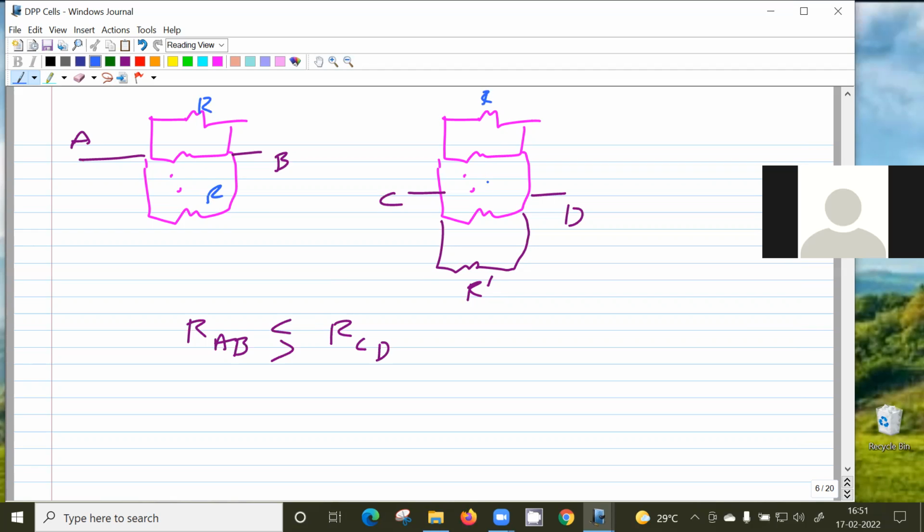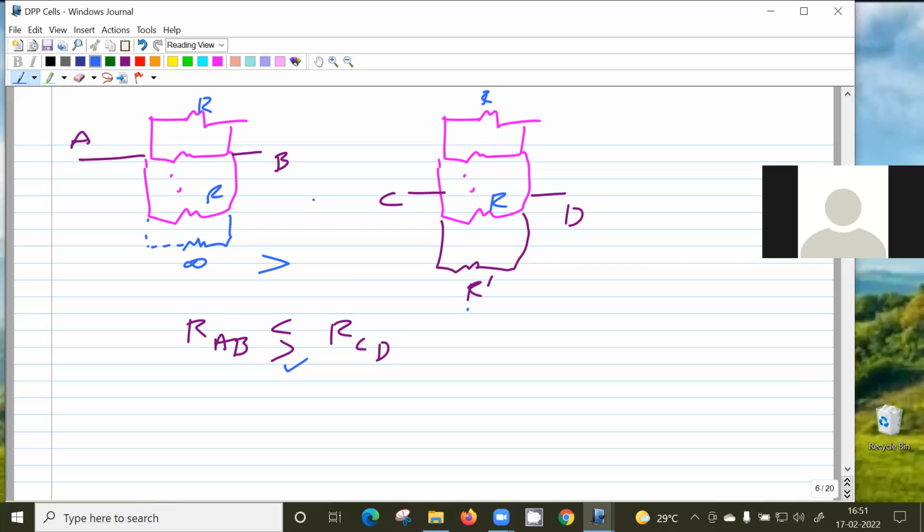I'm adding an additional resistance R prime. You can assume as if there is an additional resistance here whose value is infinite. That is the same as the path not being there, right? Yes, sir. So compared to R prime, infinite is more. So we can say resistance of AB is greater than resistance of CD.